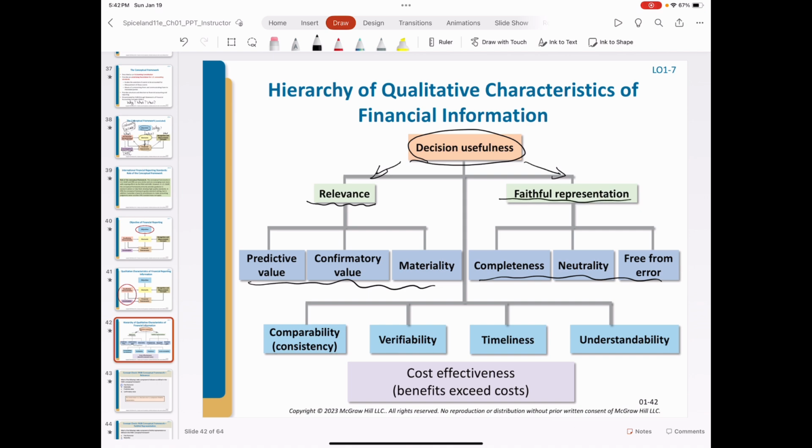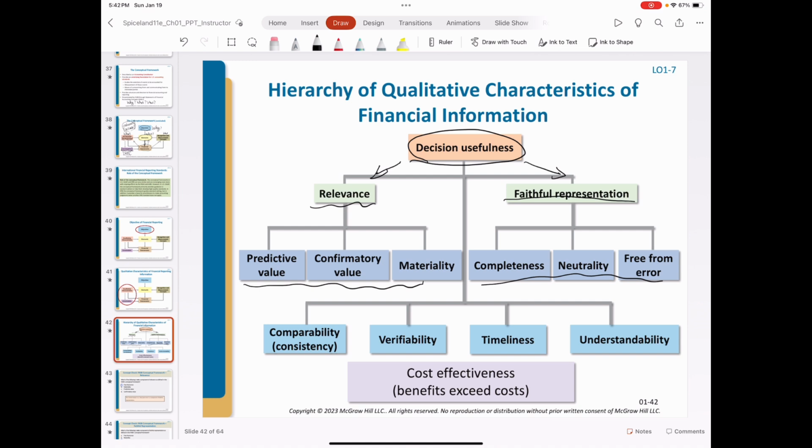Relevance and faithful representation each can be broken down. Relevance and faithful representation, or reliability, can also be broken down into three components. So for information to be relevant, it must have predictive value, confirmative value, and it must be material, okay?